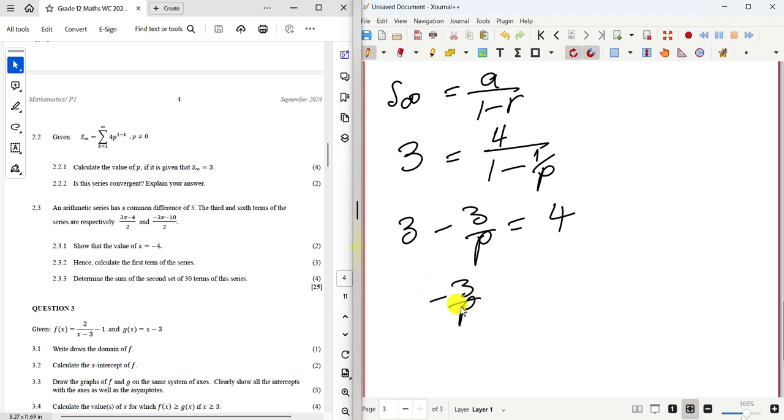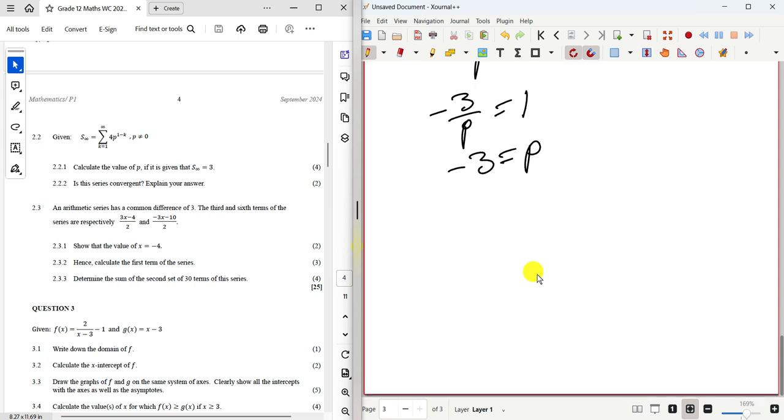Minus 3 over p equals 1. Then multiplying throughout by p, it will be minus 3 equals p. So we found that the value of p is negative 3. Happy? Perfect. Now, let's see.